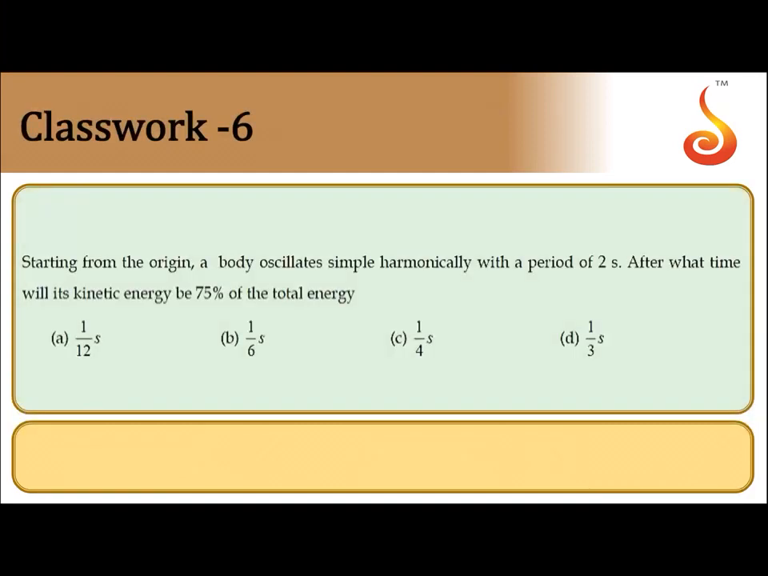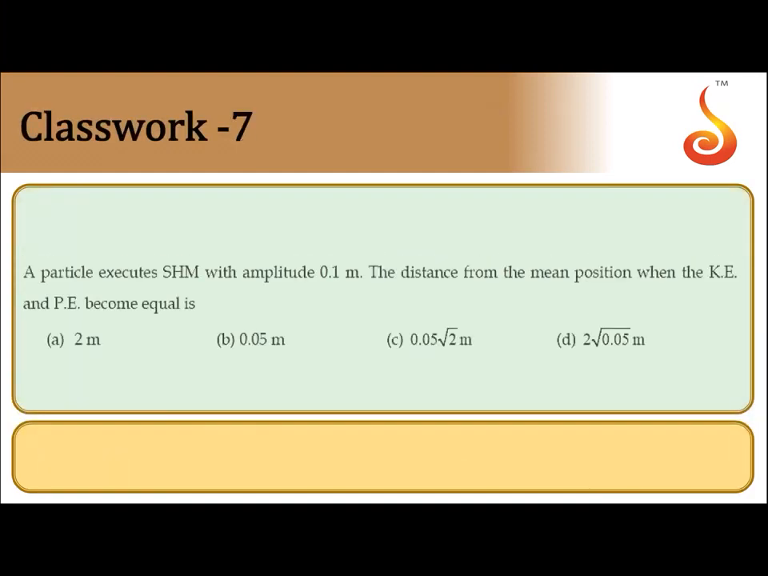Yes, we shall move on to next one. A particle executes SHM with amplitude 0.1 meter. Distance from the mean position when kinetic energy and potential energy become equal is. So kinetic energy and potential energy has to be equal.